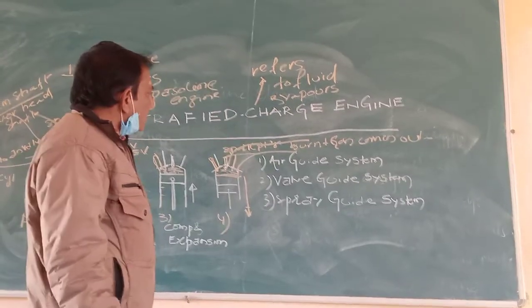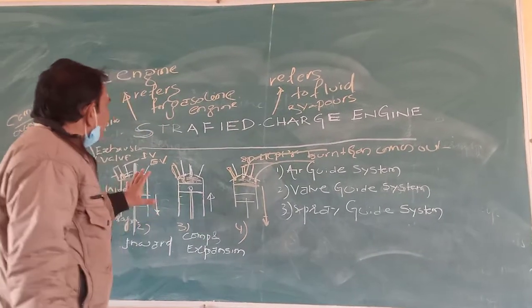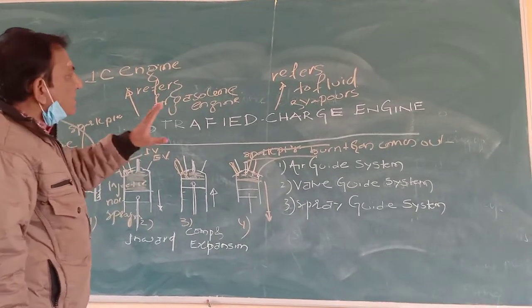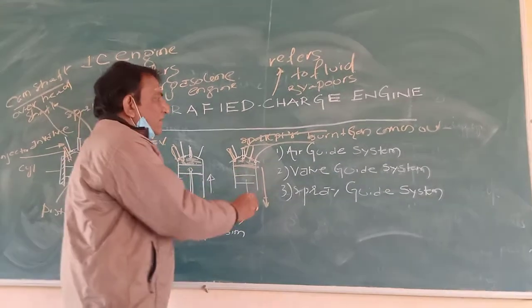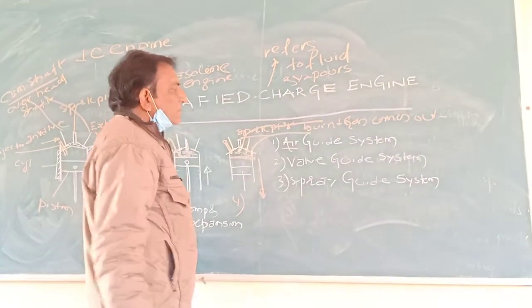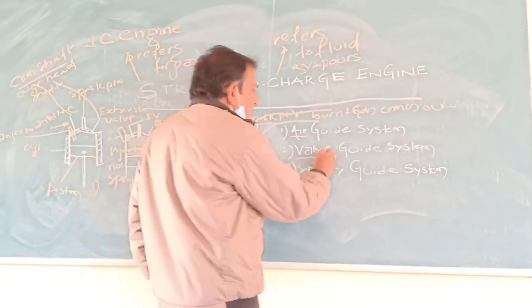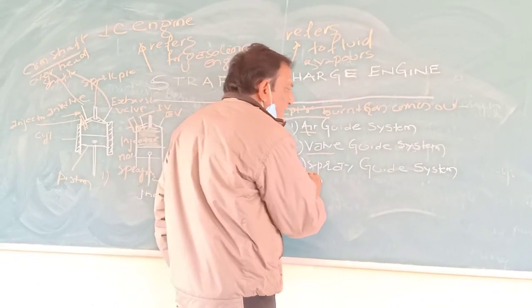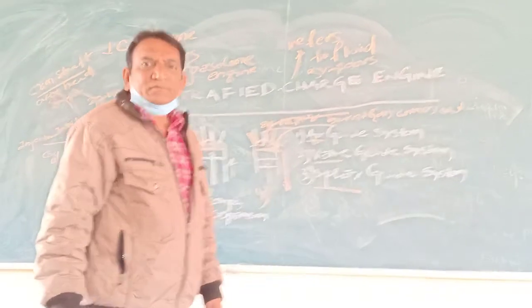That means what I mean to say, this type of stratified charge engine uses three methods. One is the air guide system, next is the wall guide system, and the third one is the spray guide system.